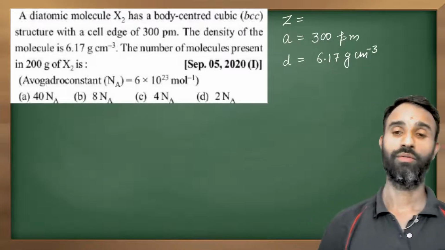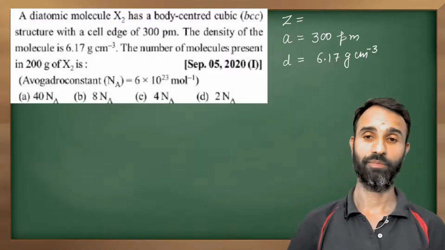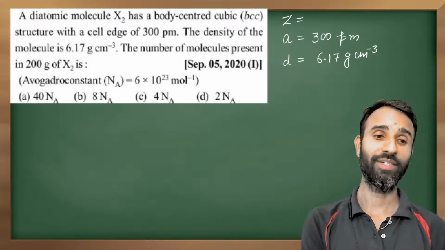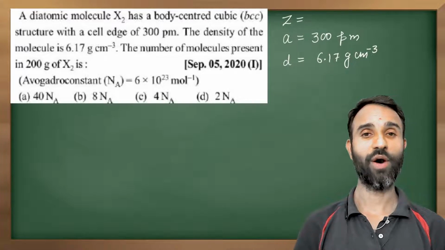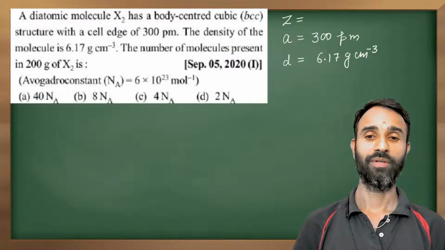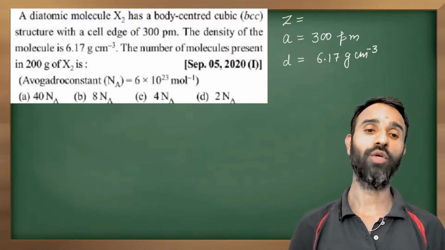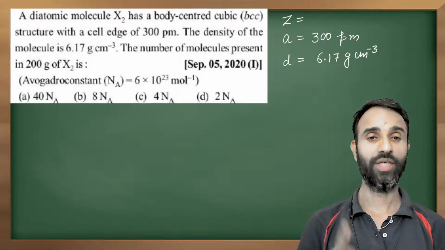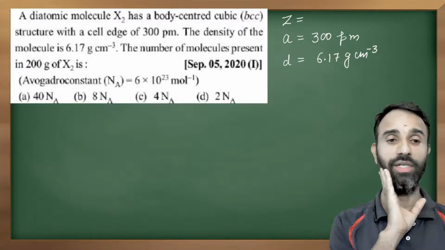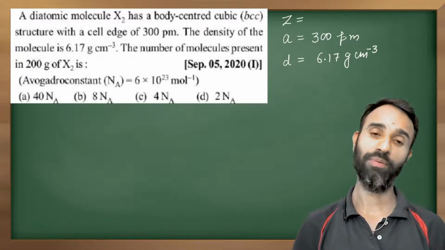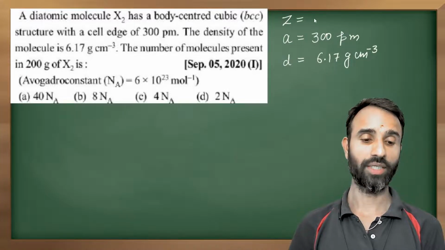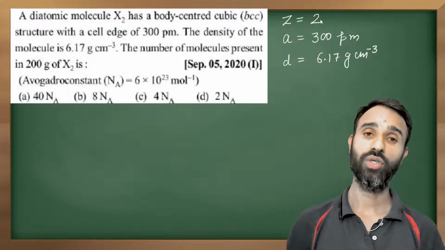First, what is the value of Z for BCC? I know there is a time lag, but you can answer it now. So say for simple cubic, Z is 1. For BCC, Z is 2. And for FCC, Z is 4. So in this way, here as it is BCC, Z is 2.